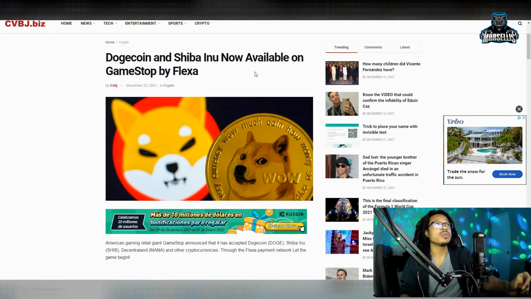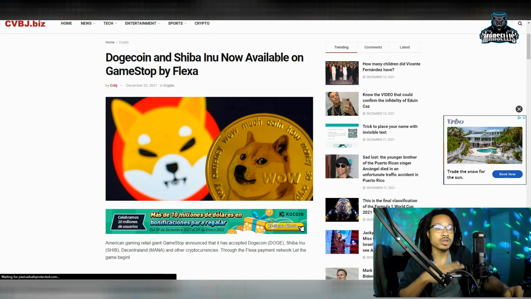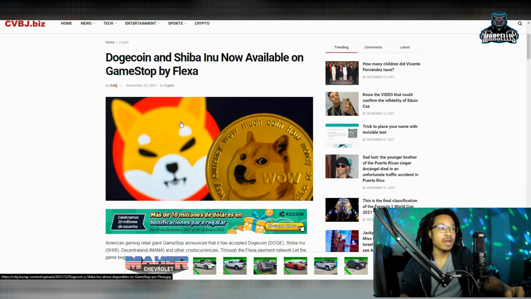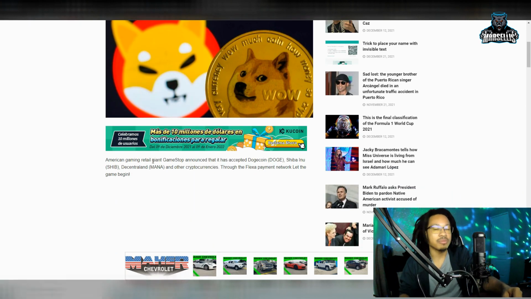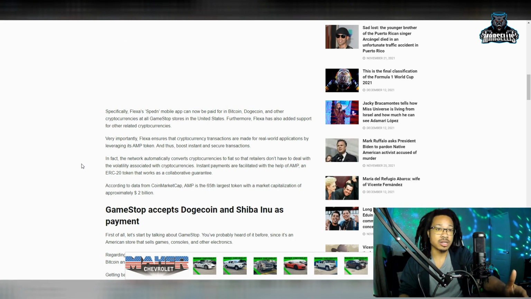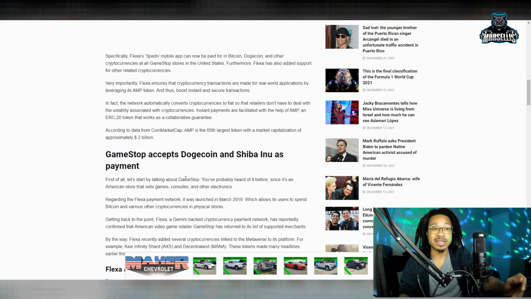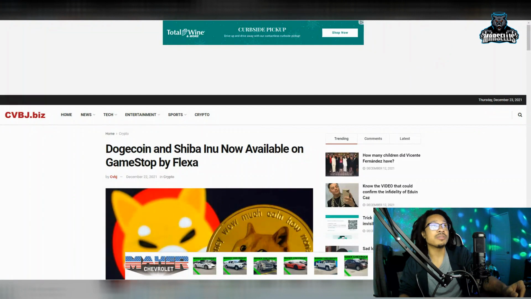So Dogecoin and Shiba Inu are now available on GameStop. So now you can use Dogecoin and Shiba Inu for payments at GameStop. But not only that, you can use Decentraland and some other cryptos. But yeah, it's available through Flexa Payment Network. So that's pretty big right there, that we are now accepted at GameStop. So shout out to the whole Dogecoin army for making this happen. GameStop has now listed us, or not listed us, but now they accept Dogecoin. So that's pretty good stuff right there.